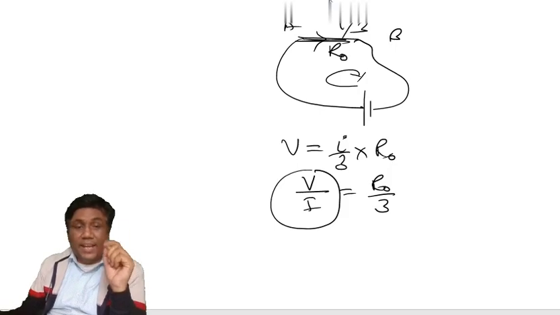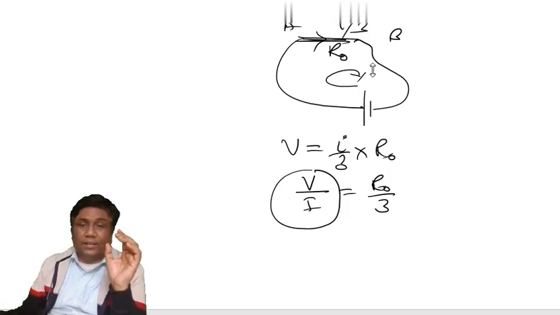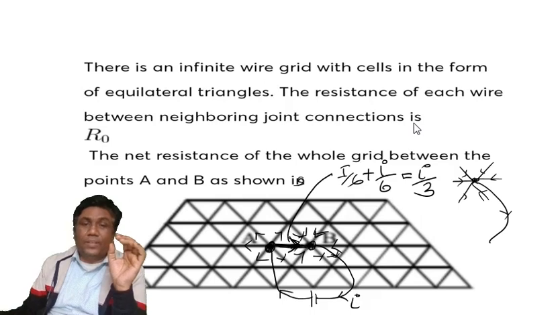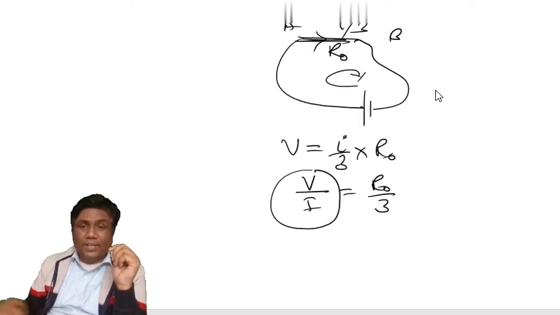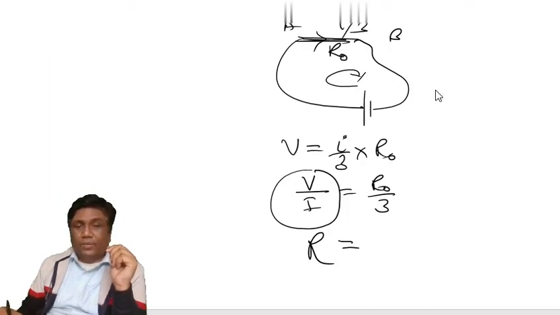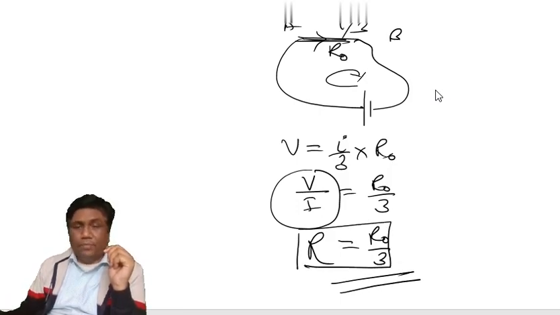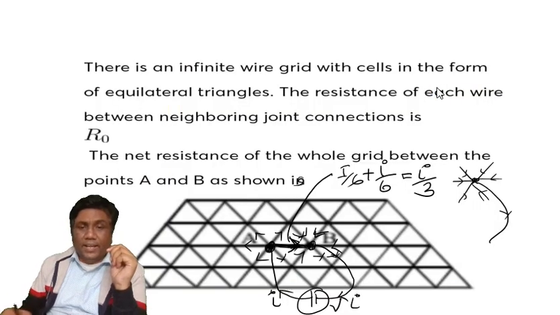And what is V? That V is the net voltage across the terminals A and B. And what is I? I is the net current. The ratio of net voltage to net current is called the net resistance. This is nothing but the resistance, equal to R0 by 3. So the final answer is: the resistance between A and B for the whole network is R0 by 3 only.